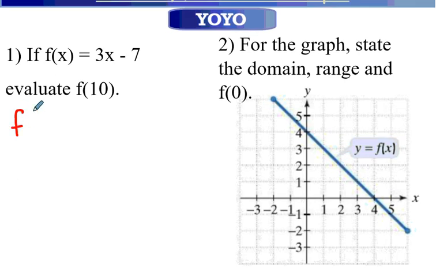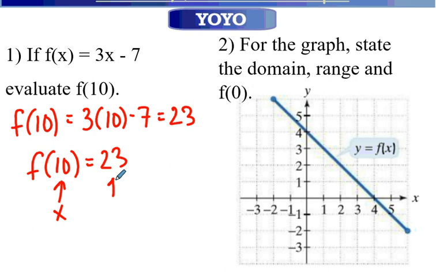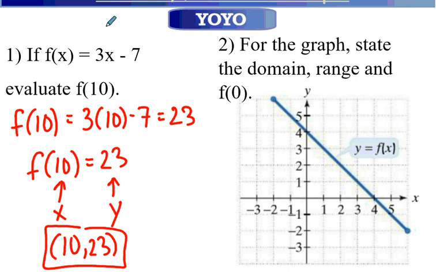Okay, here's the first part. F of 10 is equal to, you just substitute 10 in for x, you get 30 minus 7 is 23. So this is saying f of 10 is equal to 23. When your x coordinate is 10, your y coordinate is 23. You know the point 10, 23 would be on this function, but you actually know this function's a line. So it'd be on that line because it's written in y equals mx plus b form.